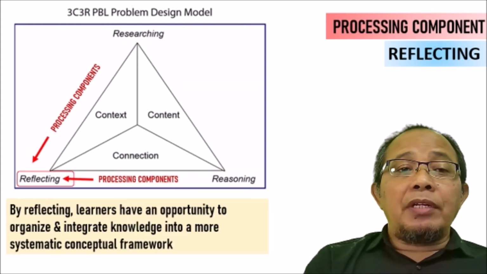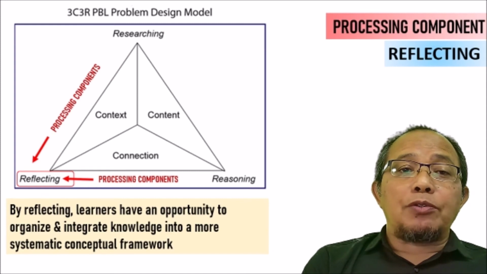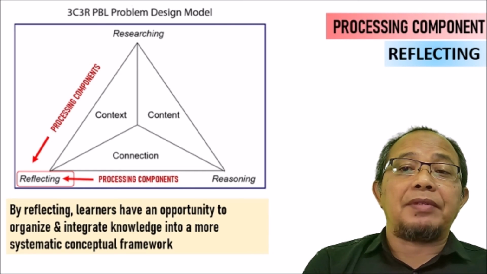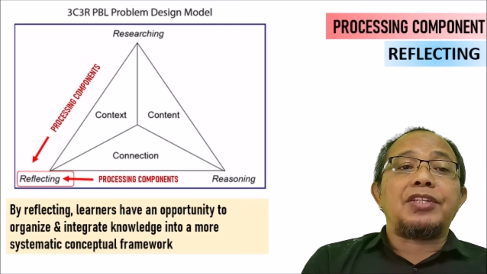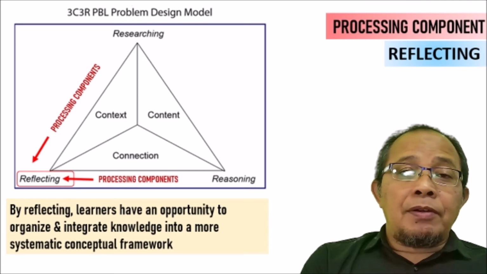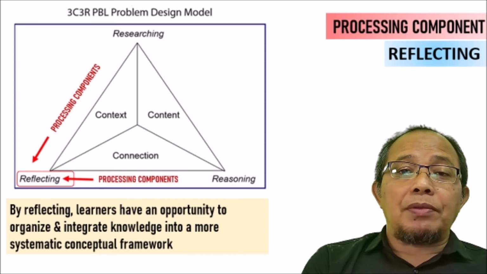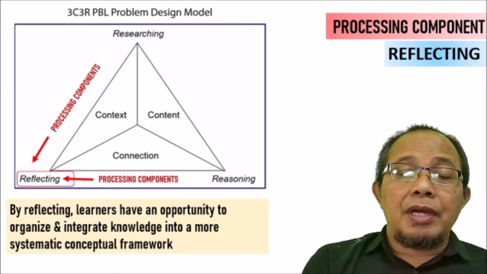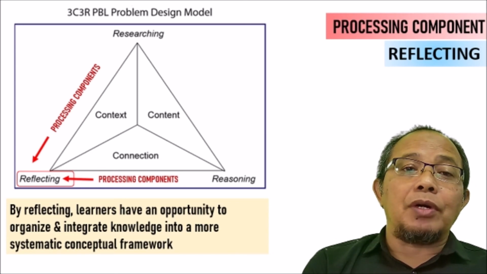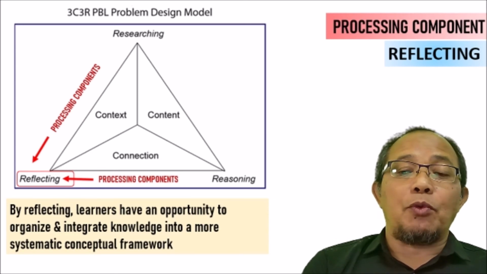Reflecting. In the model of PBL proposed by Barrows and Myers, knowledge abstraction, summary, and self-evaluation are three main metacognitive activities designed to help learners achieve optimal learning outcomes. By reflecting on the knowledge they have constructed throughout the problem-solving process, learners have an opportunity to organize and integrate their knowledge into a more systematic conceptual framework.